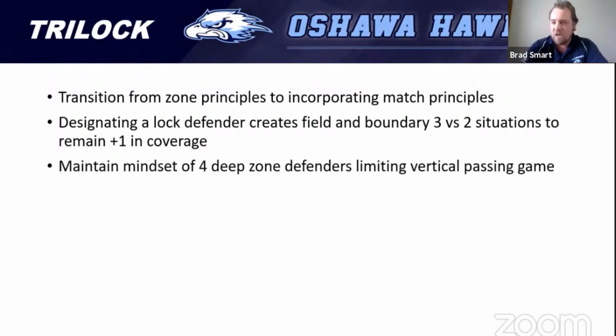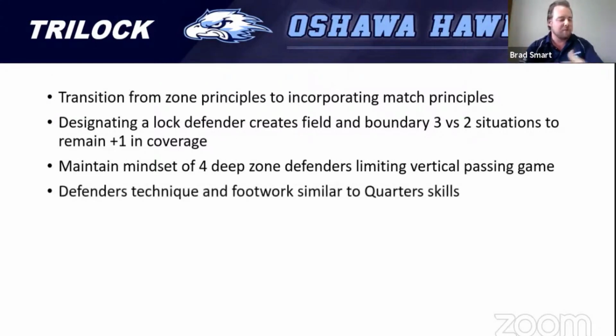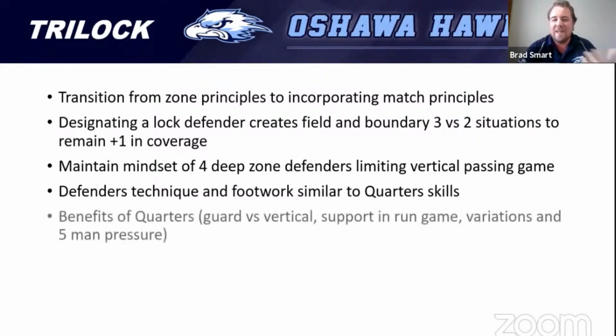Like I mentioned, we've taught that mindset of 4 deep zone defenders to limit the vertical passing game. So we're maintaining that advantage. And the defender's technique and footwork are going to be very similar to the quarter skills that we just talked about, the shuffle technique and having the eyes inside and reading, being able to read in order to support the run game as well. So we're not teaching 2 different strategies. Obviously playing zone versus man, your individual techniques that your DBs require are going to be different. But by using these 2 schemes and concepts, the individual technique is very similar, as well as some of the reads, and we're getting the benefit of the zone and man concepts.